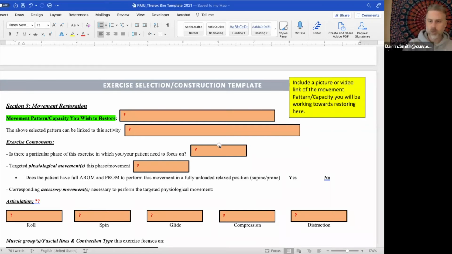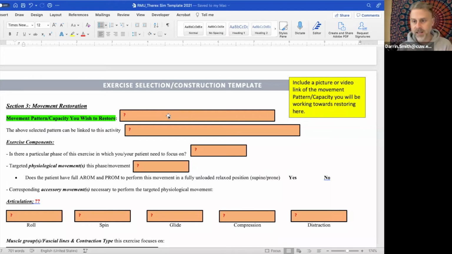So here's what we're looking at. First of all, either record the movement that you want the individual to be able to do, or they want to be able to do, or whatever it is that you are looking at restoring. Okay, so we would put that in the first box here. Maybe the restoration, the movement that we want to do is, let's take something easy.